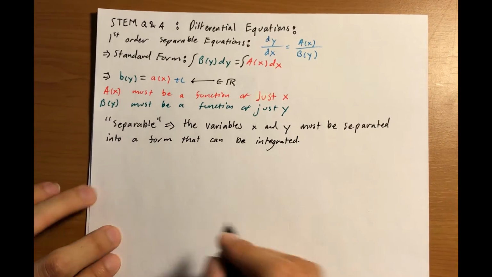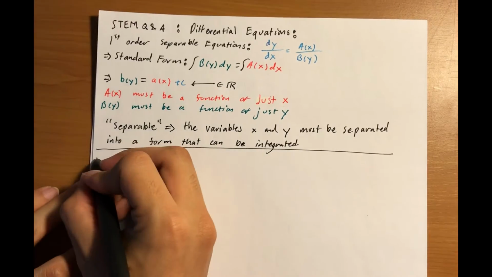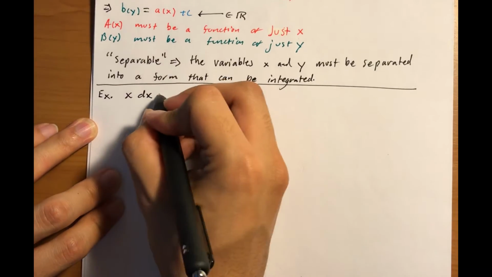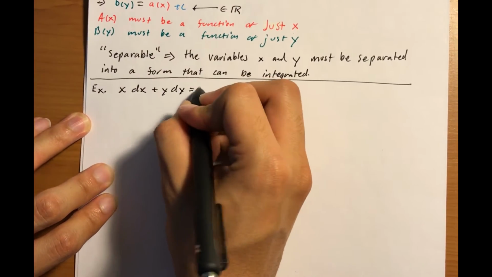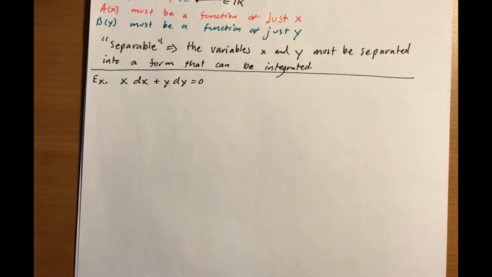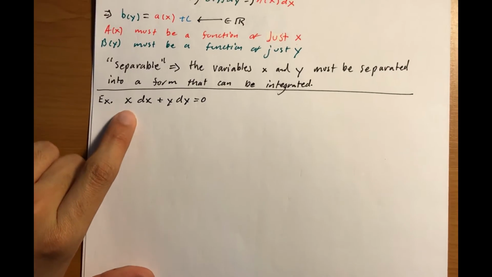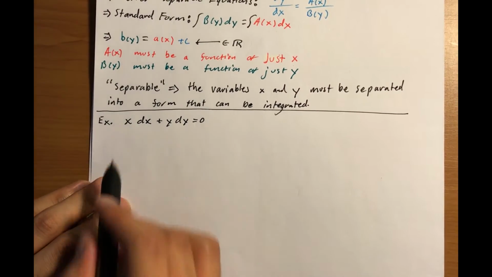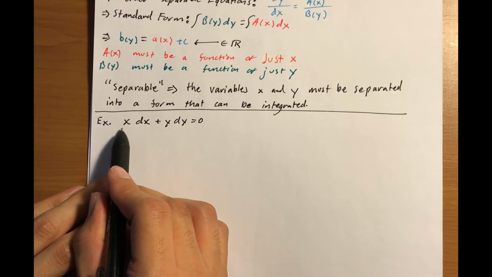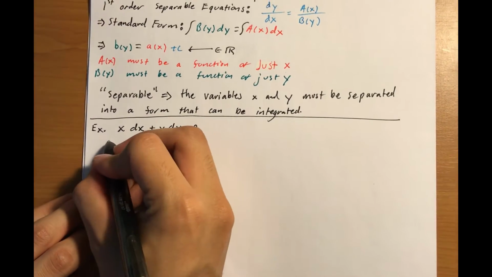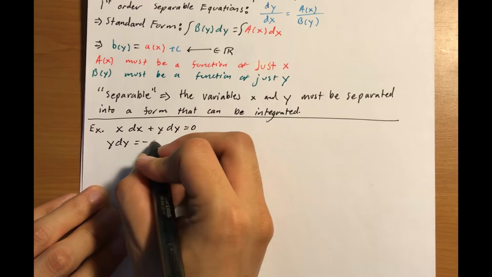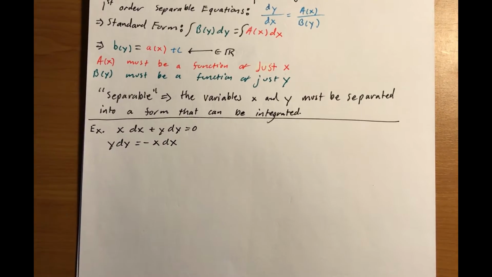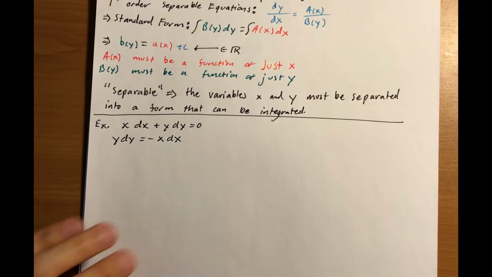So to begin, we'll do one example. The first example is x dx plus y dy. As you can see, this is very similar to a standard form, but you have x dx and y dy on one side, and to make this easy, we can subtract x dx from both sides to put it into a standard form. So that's what we'll do. Now you see there's just y variables on one side and just x variables on the other side, and now we can just integrate.